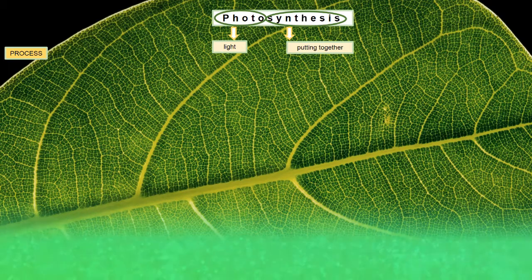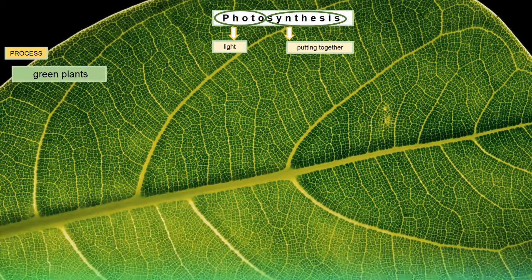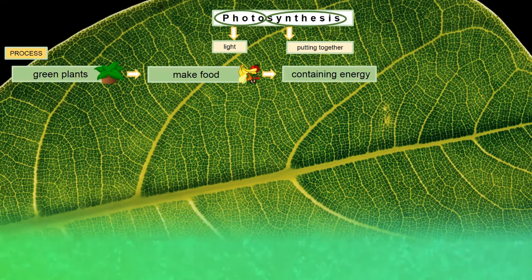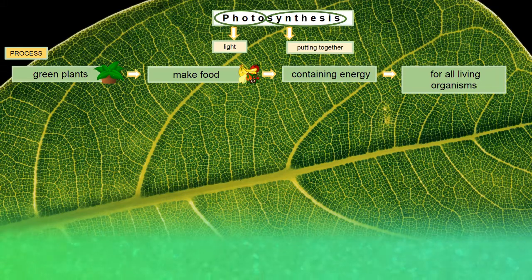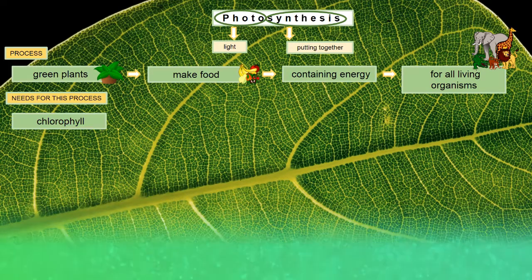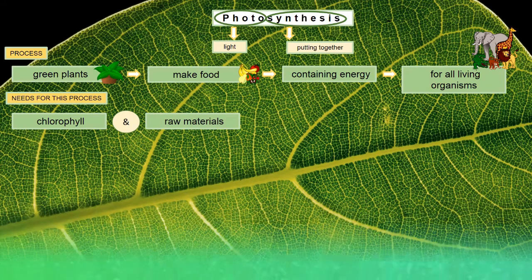Process. Green plants make food. That food contains a lot of energy for all living organisms. Needs for the photosynthesis process. Chlorophyll and raw materials.